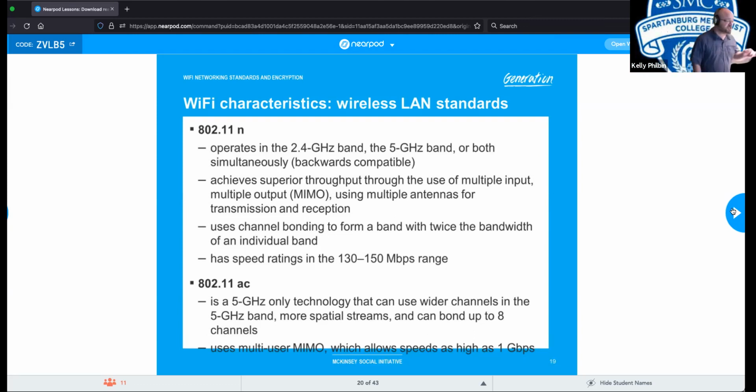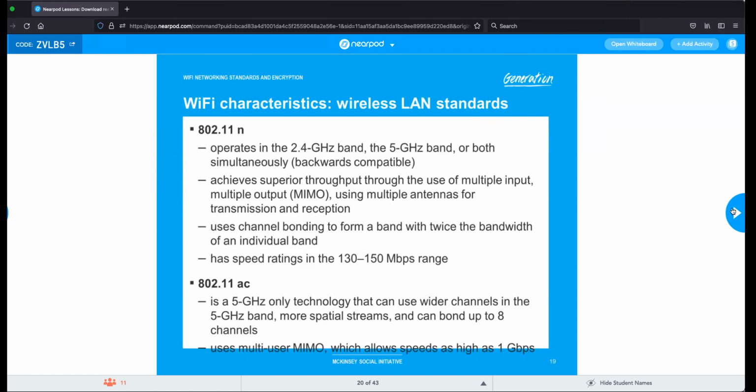It uses channel bonding, so it can use multiple channels at a given time. Typically in the 5 gigahertz band is where you see this, where they'll grab a chunk of channels and use all of them at the same time versus using just a single channel. It has speed ranges from 130 up to 150 megabits per second. So pretty quick, although when you get 20, 30 people operating on it, it drops down pretty fast.